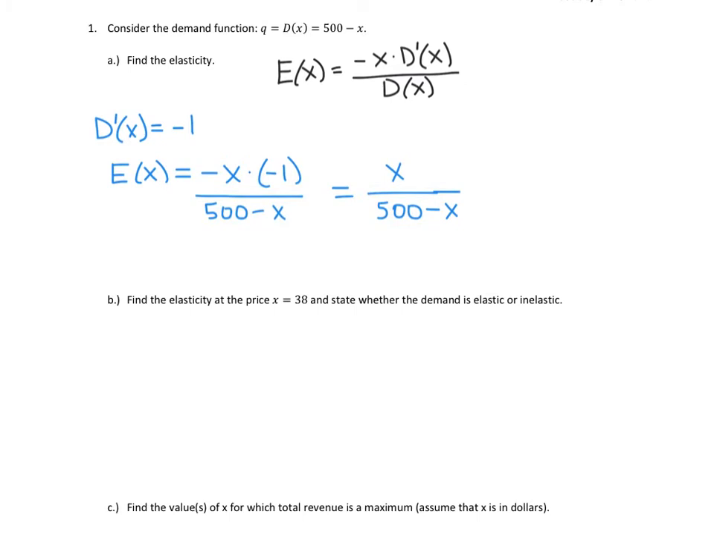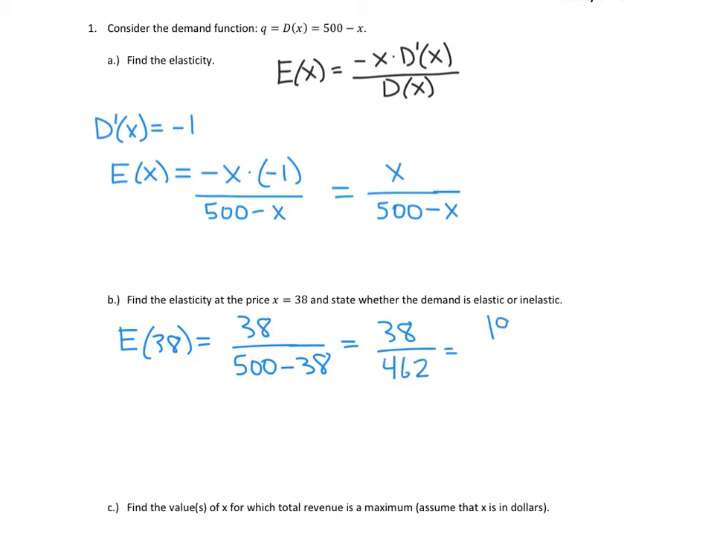For part B, we want to find the elasticity at the price x equal to 38 and state whether the demand is elastic or inelastic. So here we're going to plug 38 into our elasticity function. Plugging 38 in, we have 38 divided by 500 minus 38, which simplifies to 38 over 462, which reduces to 19 over 231.